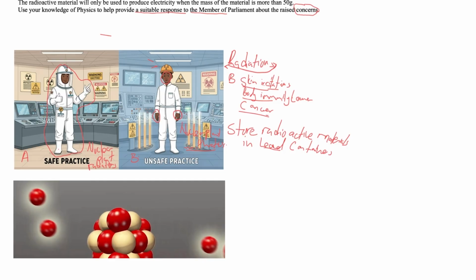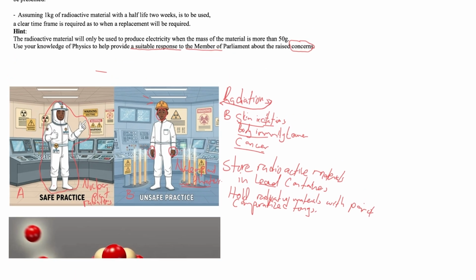Third, you can also hold the radioactive materials with a pair of, now this should be computerized tongs. So that is how you can safeguard yourself against the danger of radioactive materials. So that was our first concern.